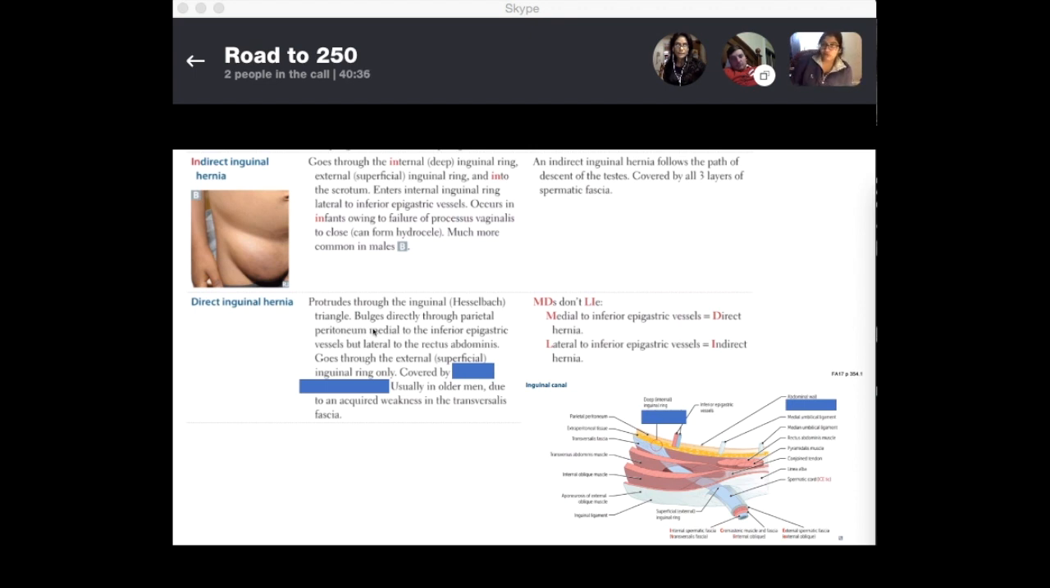And as I mentioned before, the indirect inguinal hernia is covered by all 3 layers of the spermatic fascia because it follows the path of the descent of the testes. But the direct inguinal hernia does not follow that path. So what is this guy going to be covered by? It's the most superficial layer. Yes. So it's going to be covered by the external spermatic fascia, only that last layer there.